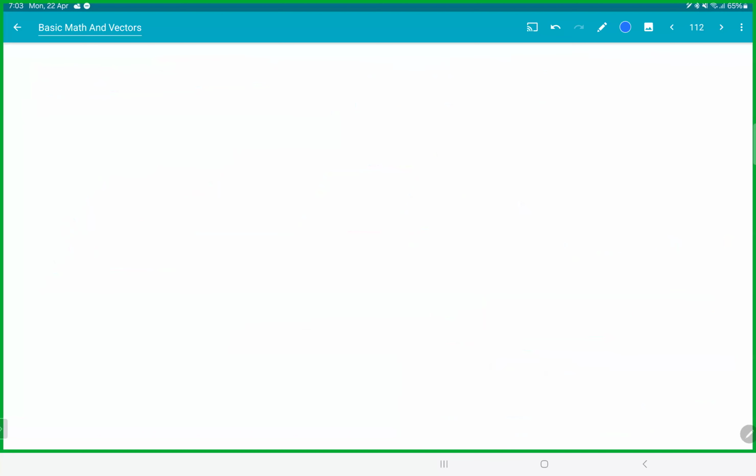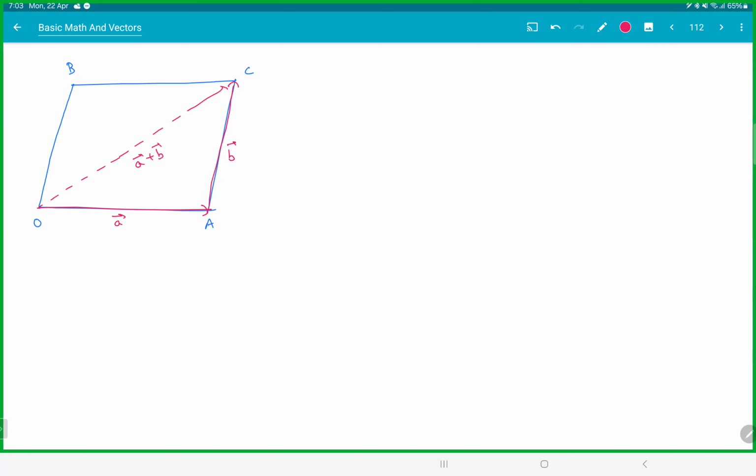Now, they can ask you theoretical questions on this. So when this was O, A, this was B bar. So that is also B bar. This is A bar. This is B bar. So if you go from O to A and A to C, this would be the diagonal. This is A bar plus B bar.